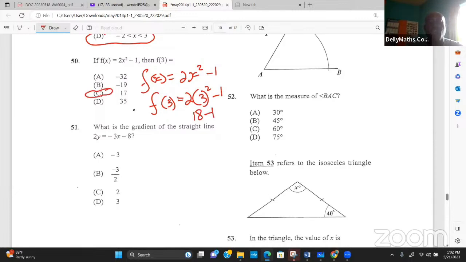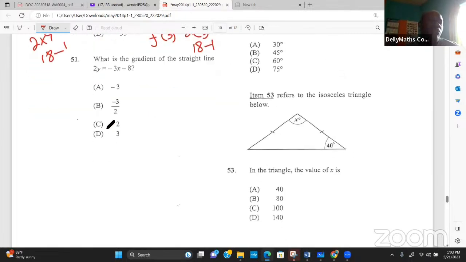Be careful. So let me just say, 3 squared means 3 times 3. That's 9. 2 times 9, that's 18. Take away the 1, 17. So we're flowing slowly but surely.